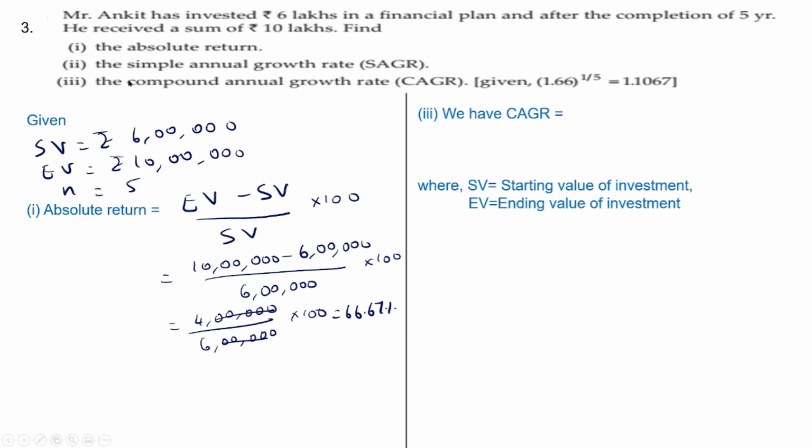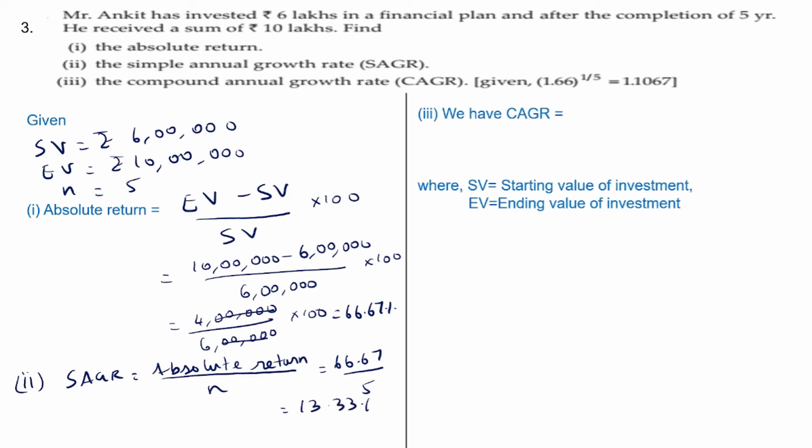Then the second subdivision, we have to find the simple annual growth rate. The simple annual growth rate is nothing but the absolute return upon n. Absolute return is the total return in 5 years. So the simple annual growth rate is absolute return upon number of years. So it is 66.67 upon 5, which is 13.33%. This is the simple annual growth rate.